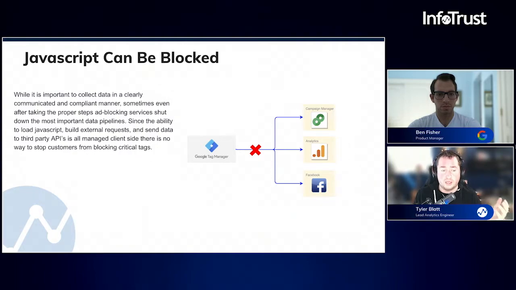Now, I should say, if we're talking about getting around JavaScript blockers, it is very important to be compliant. I'm not saying we should just collect data whether they want us to or not. But I am saying that if you've done everything to be compliant and you've gotten the proper access, it can be a pain to have JavaScript blockers stopping everything you're trying to collect.